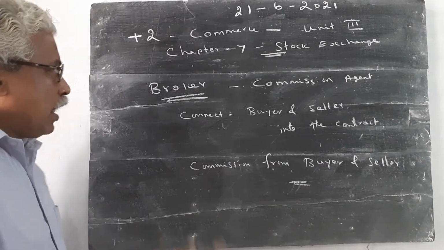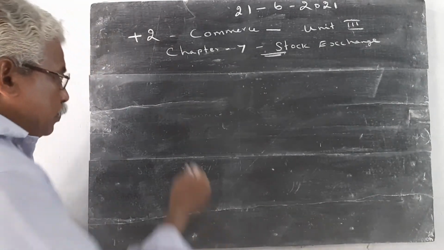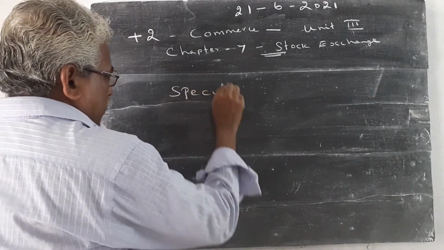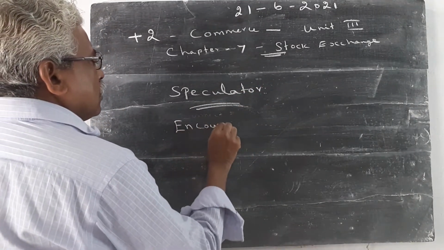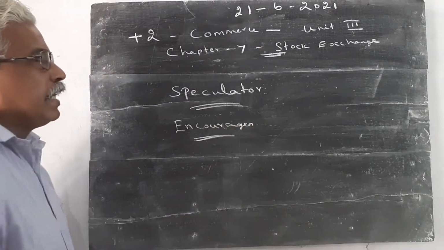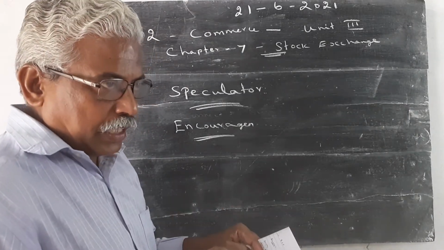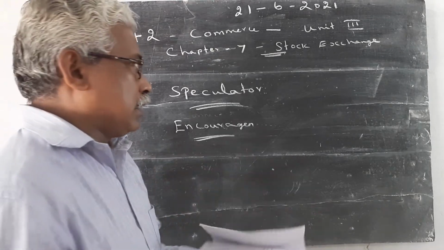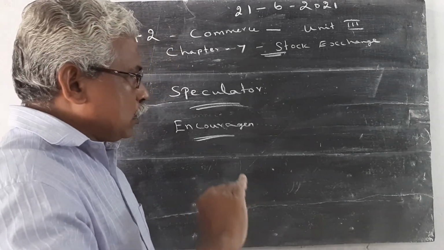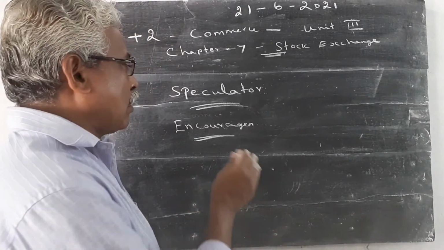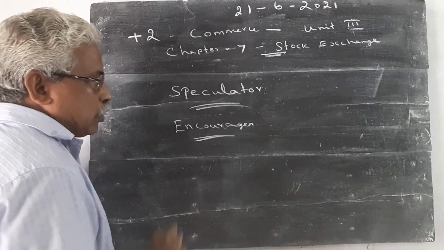Then next point I want to explain is, what is the meaning of speculation? Who is the speculator, or what are the types of speculator? The stock exchange encourages speculative business. Speculation means buying securities and expecting to sell them at a higher price. Buy the securities at a lower price and expect to sell the same securities at a higher rate is called speculative business. The stock exchange encourages the speculative business.